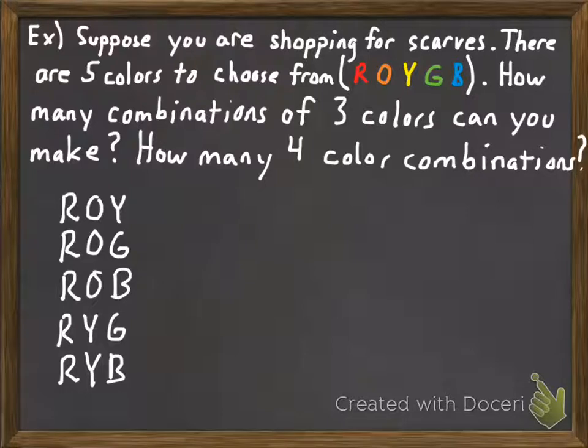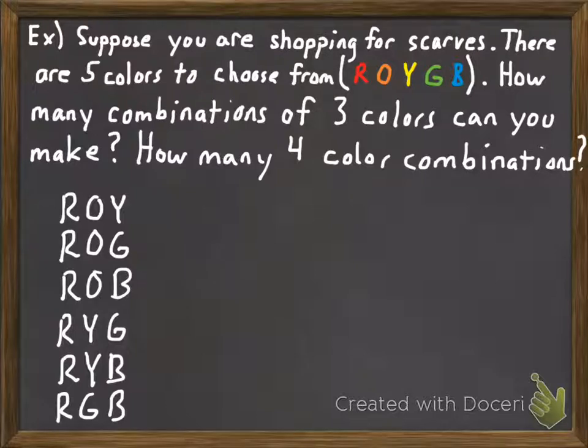Now I hope you can see the systematic way I'm going about this. Let's see how many 3-color combinations I can make that include red and green. I've already grouped red and green with both orange and yellow, so there's only one more group I can make there, and that would be red, green, and blue. Then how many 3-color combinations can I make with red and blue? Well, I've already made them. I've already grouped it with orange, with yellow, and with green. So that's all the 3-color combinations I can make that include red.